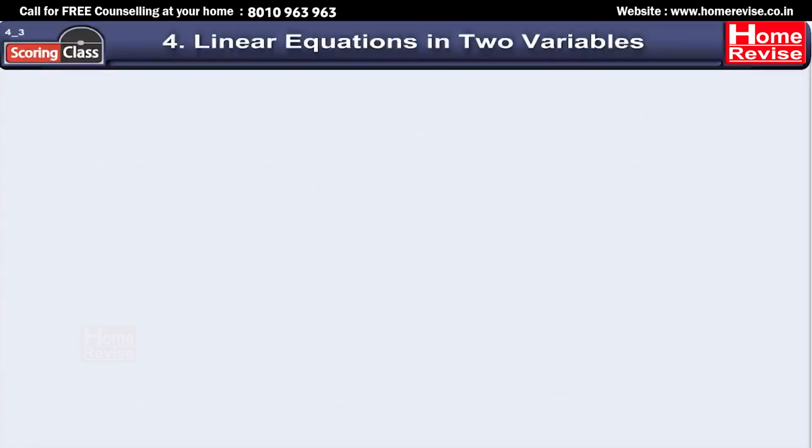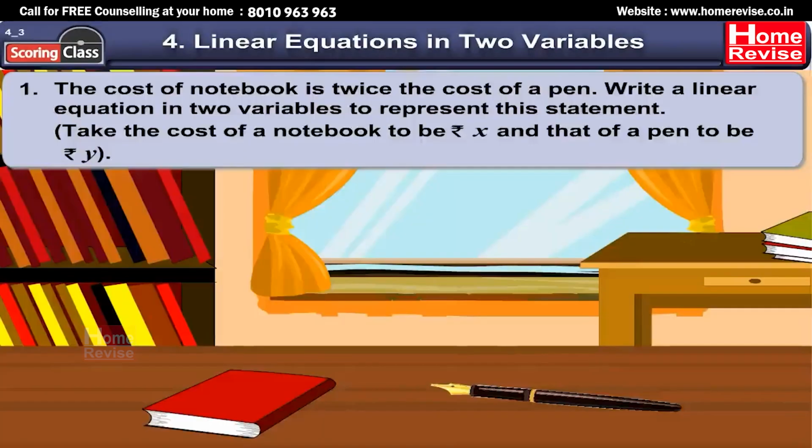Exercise 4.1. The cost of a notebook is twice the cost of a pen. Write a linear equation in two variables to represent this statement. Take the cost of a notebook to be rupees x and that of a pen to be rupees y.